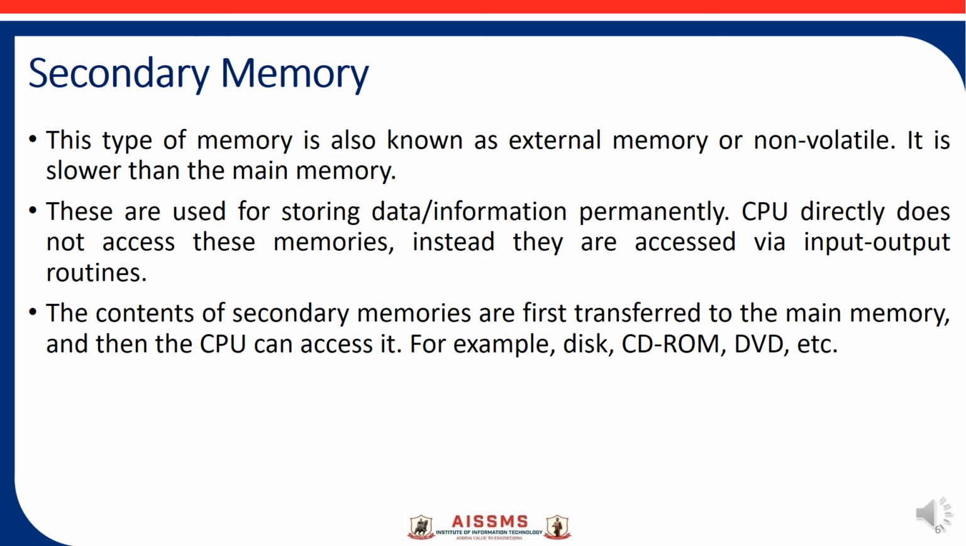The CPU does not directly access these memories. Instead, they are accessed via input-output routines. The content of secondary memories is first transferred to the main memory, and then the CPU can access it. For example, disk, CD-ROM or DVD. If we store any data on the disk, then first the computer has to transfer this data to the main memory, and only then can the CPU access it. These are examples of magnetic and optical memories. It is also known as backup memory. Data is permanently stored even if the power is switched off. It is used for storage purposes.